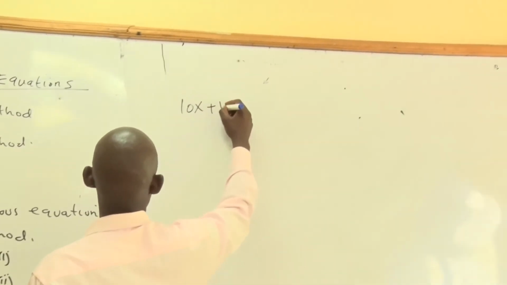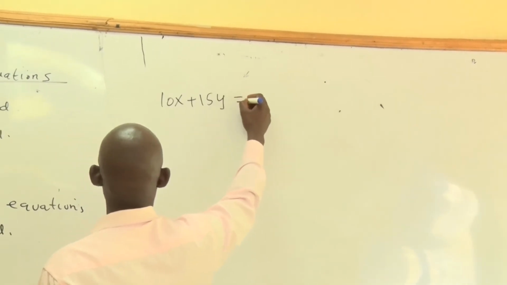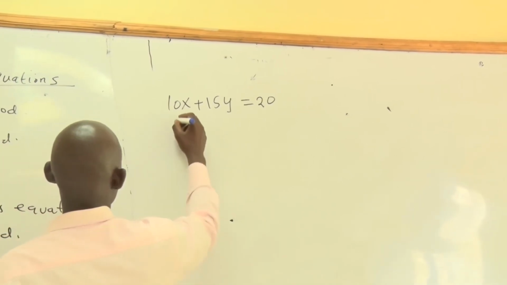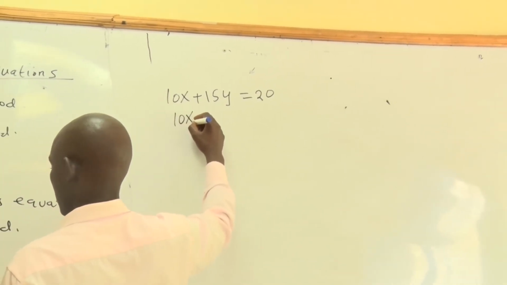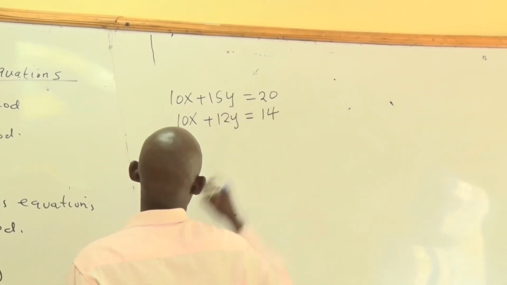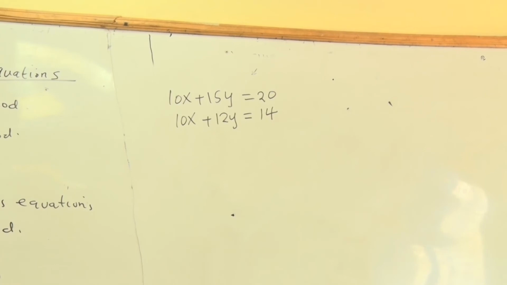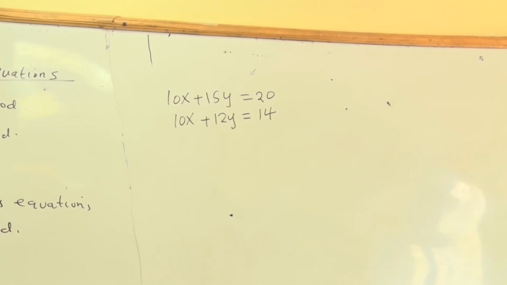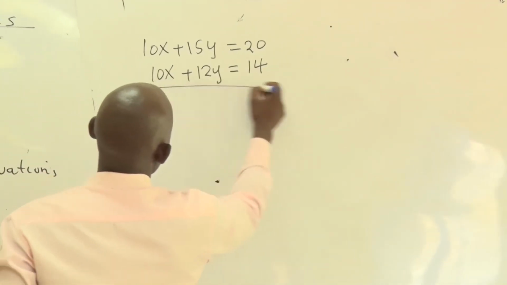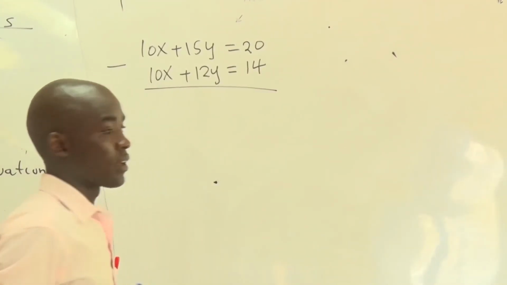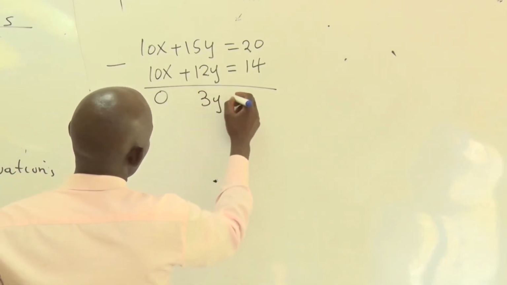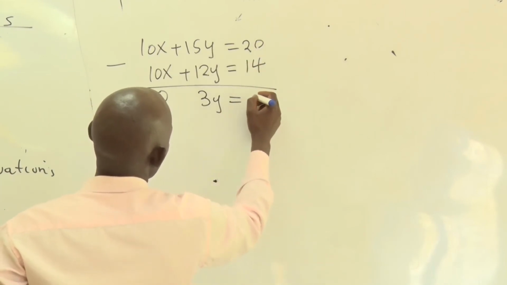10x plus 15y is equals to 20. 10x plus 12y is equals to 14. So we have simplified that. So if you solve this, we are subtracting. If you subtract, you will get 0. This is 3y, which is equals to, if you subtract that, you will get 6.